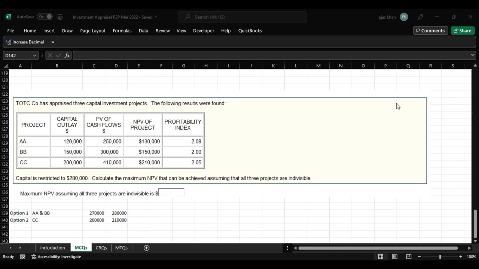So let us take a break of 10 minutes. And when we will be back from the break, we will go through MTQs, multiple task questions of investment appraisal. And then we will solve MCQs of cost of capital and business valuation today. And tomorrow we will be solving a couple of MTQs related to the cost of capital and business valuation and a couple of CRQs. So let us take a 10 minutes break. We will be back after 10 minutes.